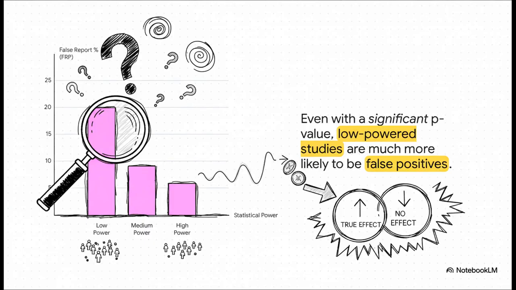Statistical power is just the ability of a study to actually detect a real effect if it exists. Think of it like the zoom on a camera, and it's mostly about sample size. A study with low power, meaning too few participants, is way more likely to give you a false positive. Even if you get a significant p-value, an underpowered study is kind of like a biased coin toss. It's likely to give you a misleading answer.